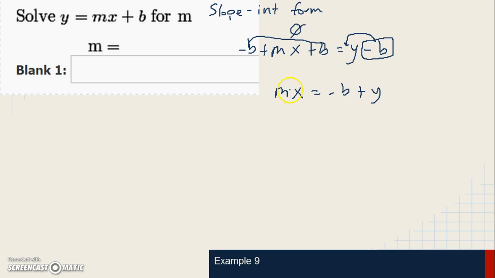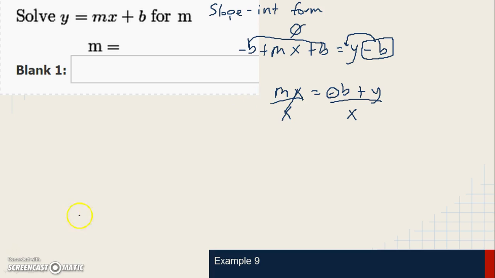Since it's being multiplied to the m, I know I got to divide to get rid of it, and I'm going to divide by what I want to eliminate. Got to make sure I do the entire side by the same, divide by the same exact value. I can simplify this to m equals, nothing here can be simplified, but I know since both of the terms in the numerator are being divided by the same value.